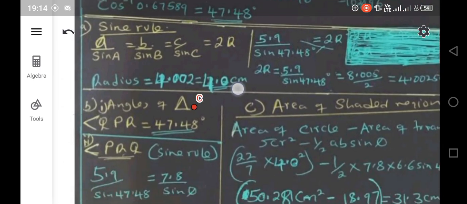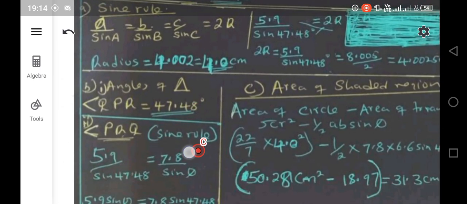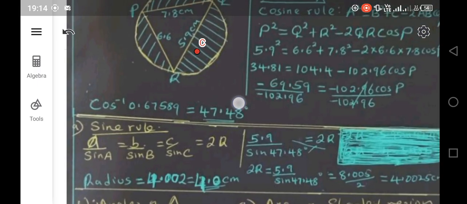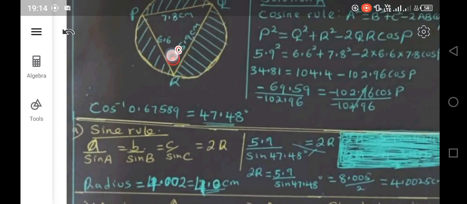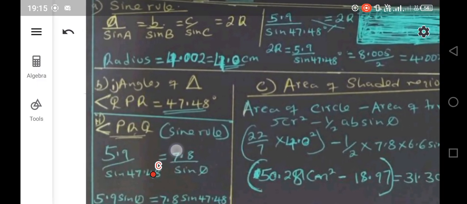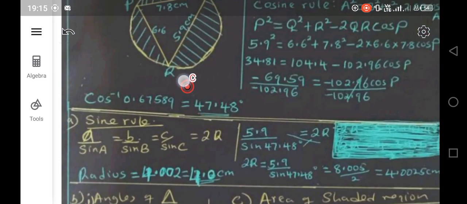Now, by using the sine rule, we use 5.9 over sine 47.48 is equal to 7.8 over sine theta. We use this angle on this side, so we say 5.9 divided by sine 47.48 is equal to the opposite side of R.